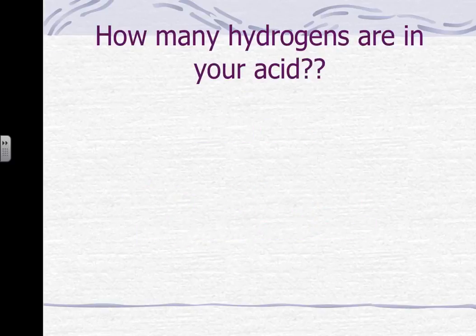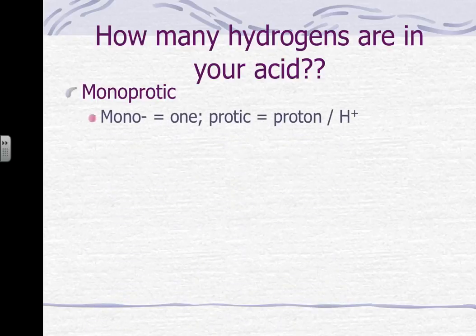Okay, so the first thing that we need to know about as we start thinking about these acids is how many hydrogens are there. And this is where the whole polyprotic thing comes from. So there are three words that we need to be able to understand. First is a monoprotic acid. And I want you to think about those word parts for a second. Mono and protic. Chances are good you probably know that mono means one. But the word protic, that means proton.